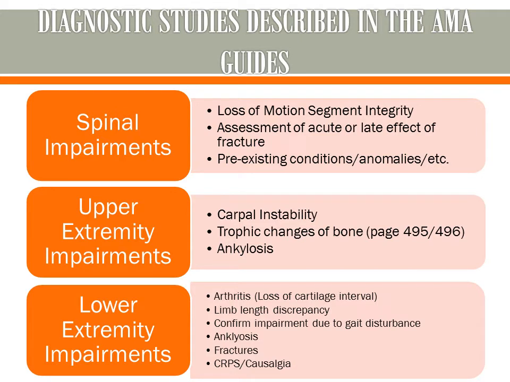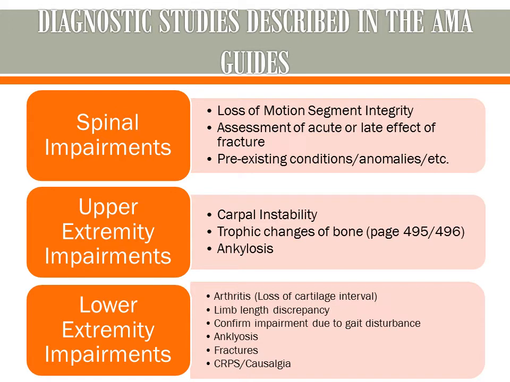With regards to the lower extremity impairments in Chapter 17, X-rays are used for measurements related to arthritis. For arthritis, we use X-rays to measure the cartilage interval, or more specifically, we measure for loss of the cartilage interval. And that requires specific X-ray views to be taken on each of the lower extremity articulations.